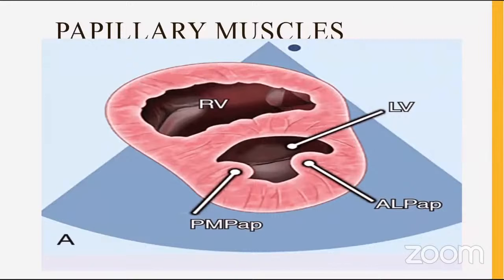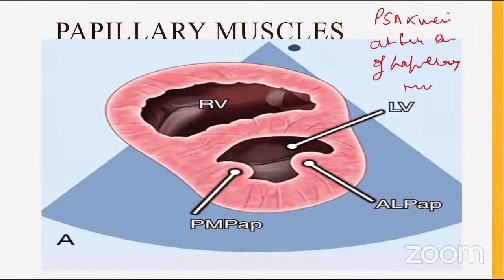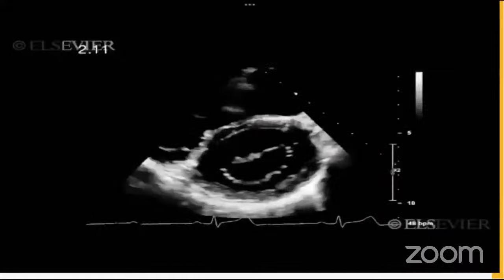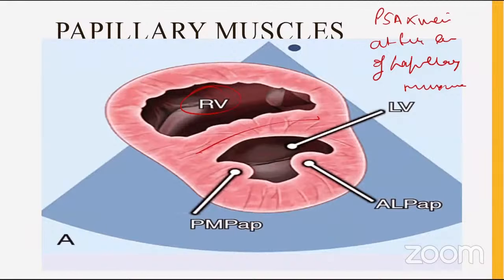Then this is a P6 view at the level of papillary muscles. So again, if we tilt the probe more, keeping the probe at the same position, then we will have this P6 view at the level of papillary muscles, in which we can see this is the RV cavity, just like here. Okay. We have this interventricular septum, then we have this LV cavity, and we have this posterior and anterior papillary muscles. It's posterior medial papillary muscle and anterolateral papillary muscle.